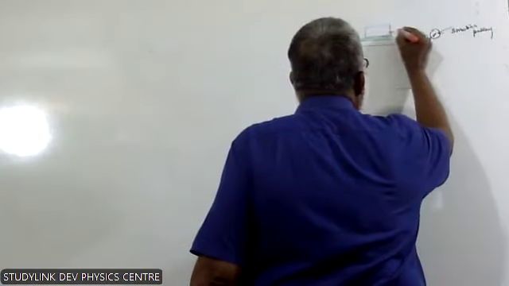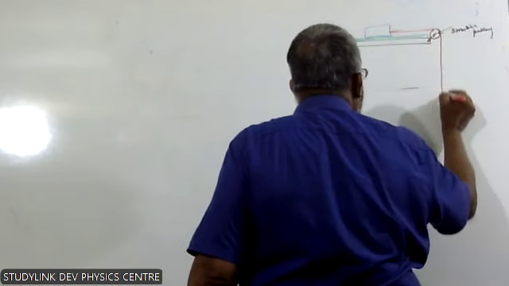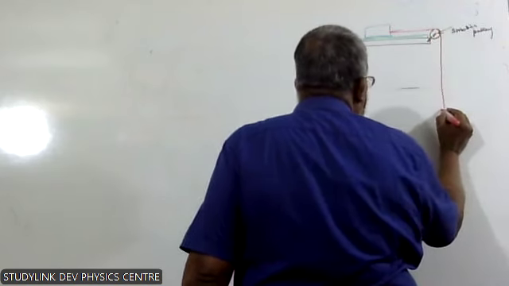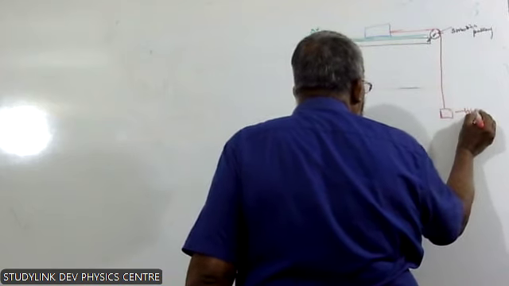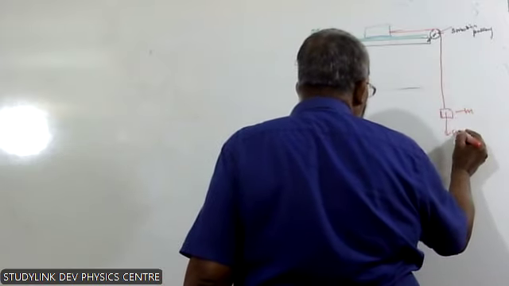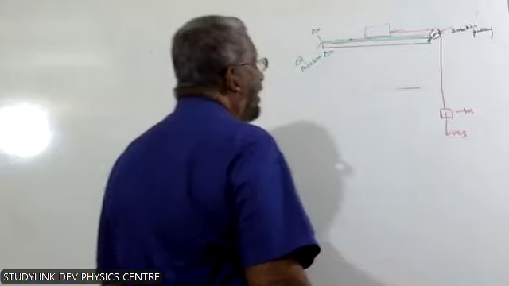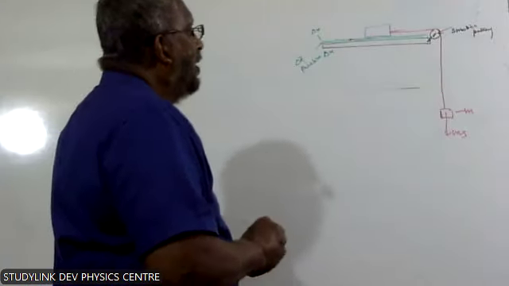String is connected like that. And on the other side, there is a weight connected, mg, m downwards, then mg. Then such a question is given.